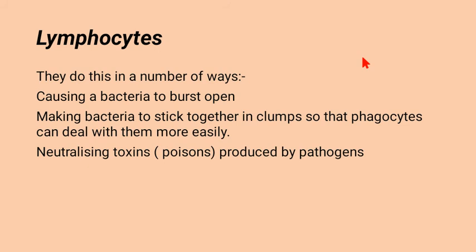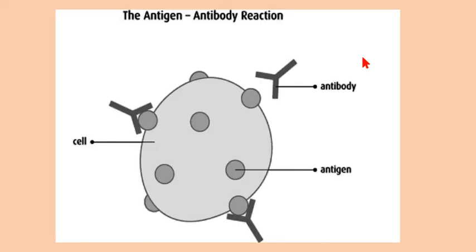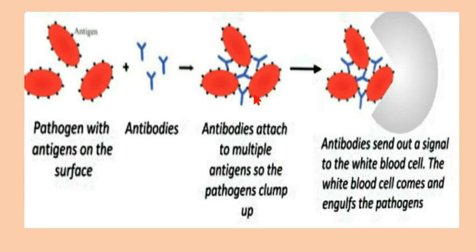And lymphocytes actually work in a number of ways, like causing a bacteria to burst open, or they stick bacteria together so that phagocytes can deal with them easily, and they also produce antitoxins. Now you see here, this is a pathogen. It has antigens on its surface. So these antibodies produced by the lymphocytes bind with antigens and destroy them.